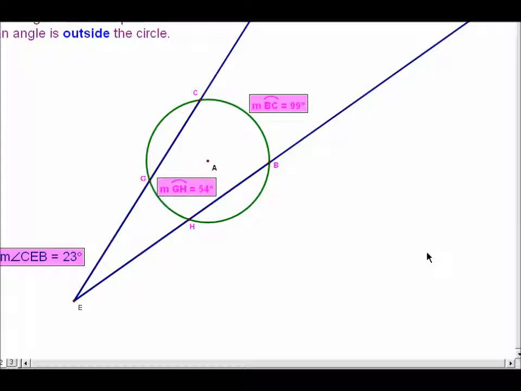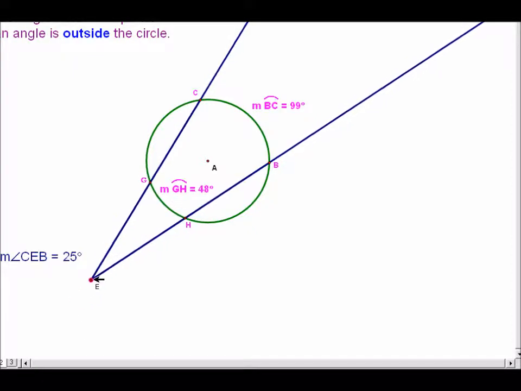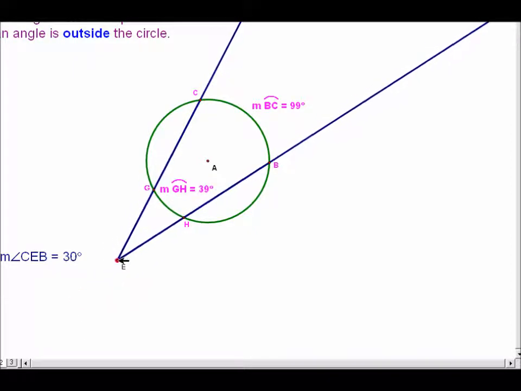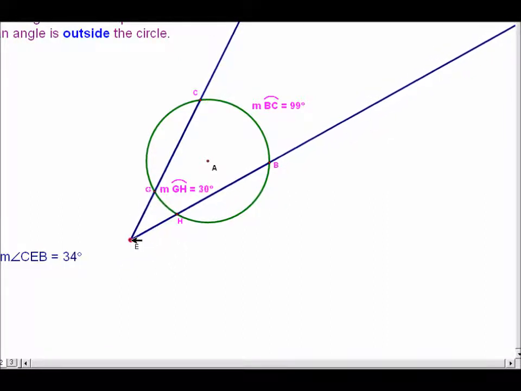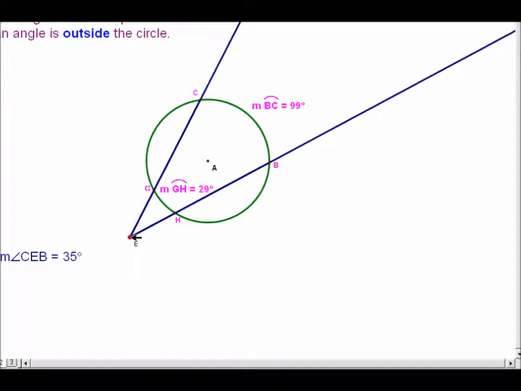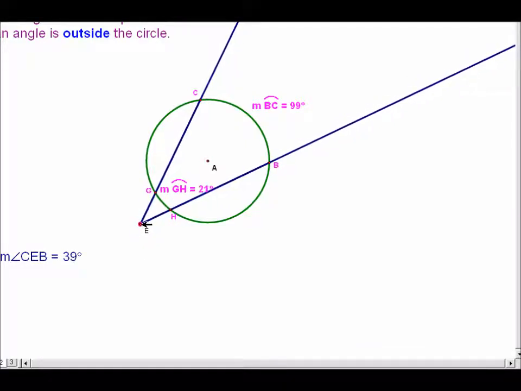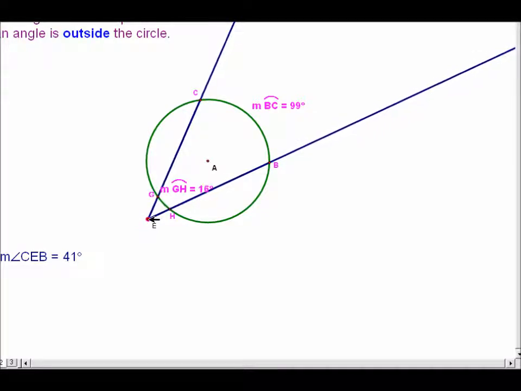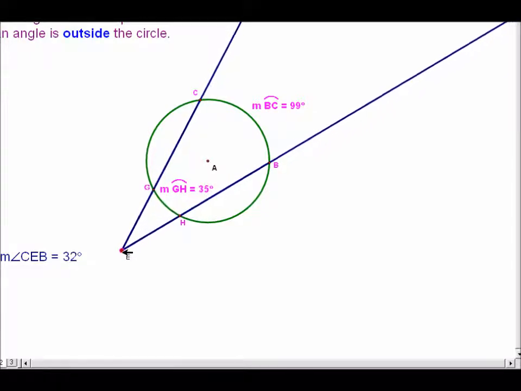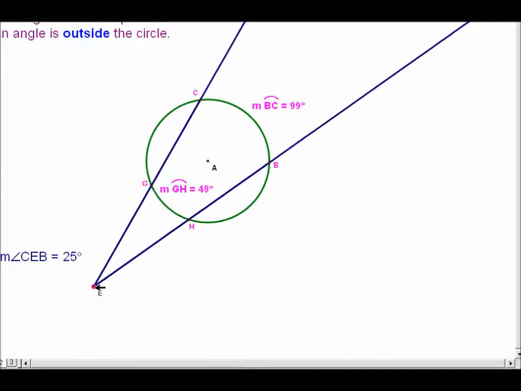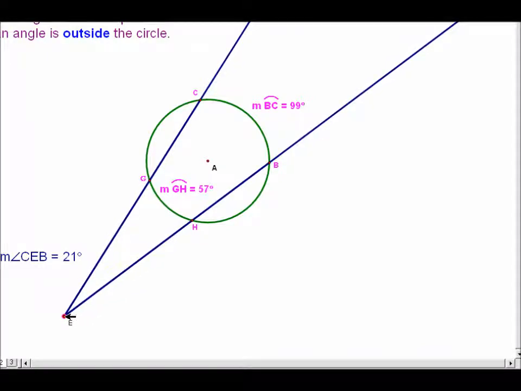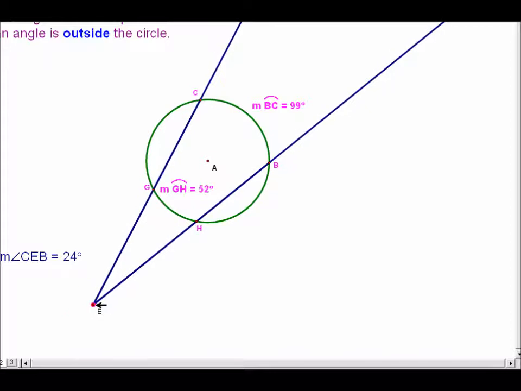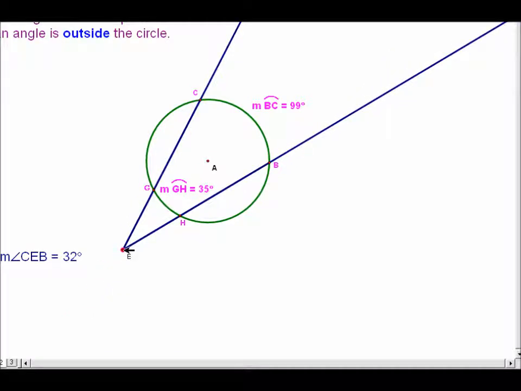If we look at the numbers, and drag this vertex around a little bit, we can see how those numbers change. Notice arc BC is not changing at all. But the smaller arc GH gets a little bit smaller as I move my angle closer, which makes my angle get bigger. As I move out, arc GH, the second intercepted arc, gets bigger, while angle E gets smaller. Somehow it must all be related back to the measure of arc BC, because there's got to be a relationship there.